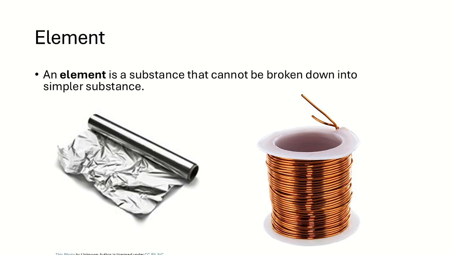Matter is made up of elements. This is the simplest form. An element is a substance that cannot be broken down into a simpler substance. Two common day examples would be like aluminum foil that you would use in the kitchen to store food. No matter how finely you cut that aluminum foil, you're still going to have aluminum. Another example would be copper wire in your house that carries the electricity. No matter how fine you slice that piece of wire, it's still going to be copper.